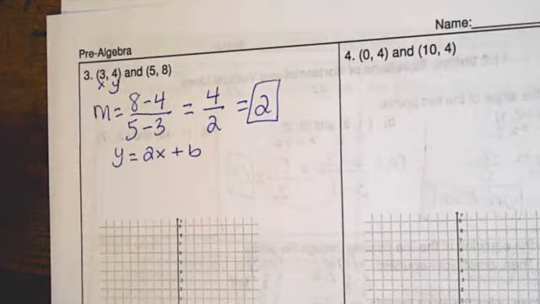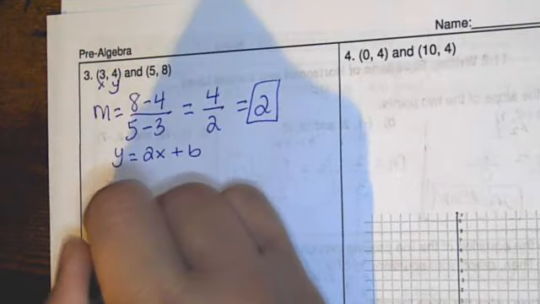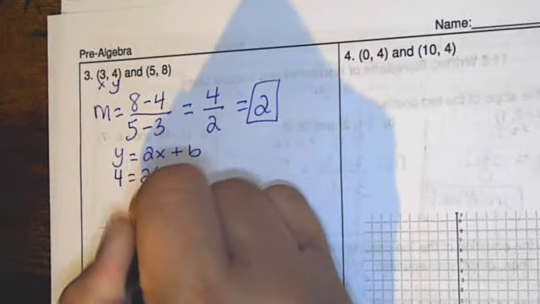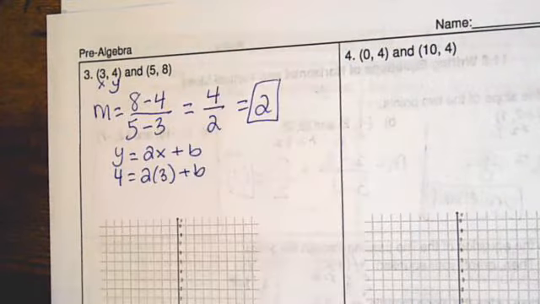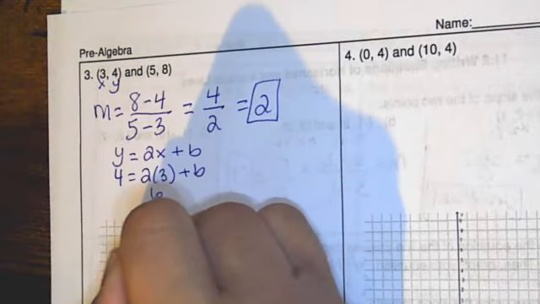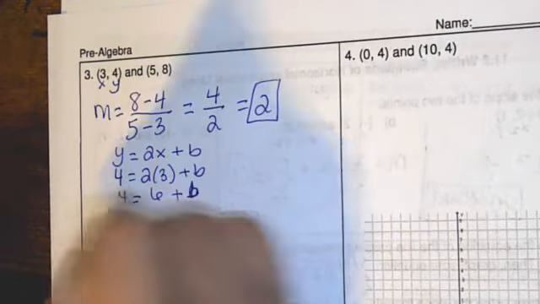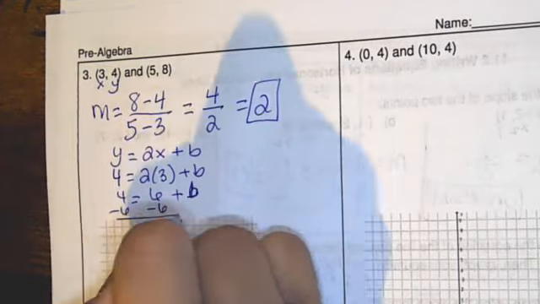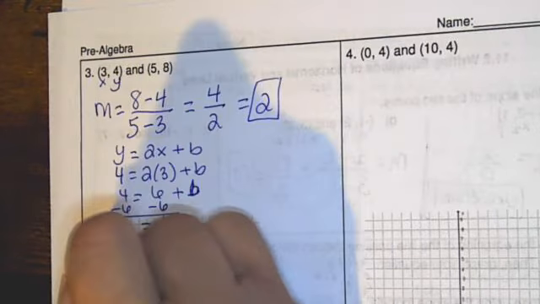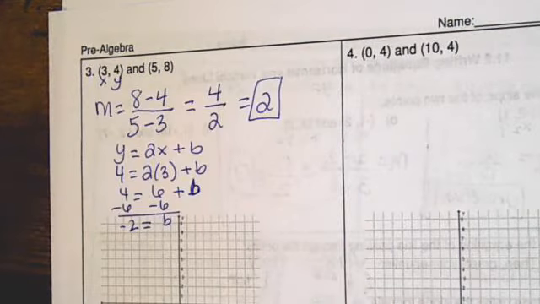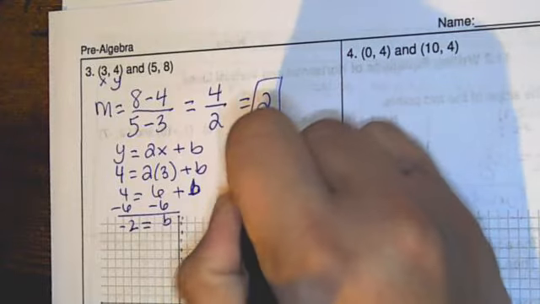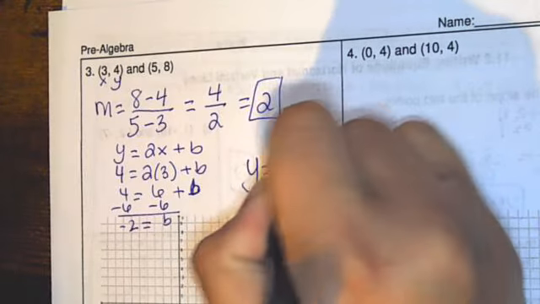So you use any of the points. I'll just use the first one, x and y. And that would be 4 equals 2 times 3 plus b. And then this would end up being a 6. And then subtract the 6 so that we get -2. All right, so our final answer would be y equals 2x minus 2.